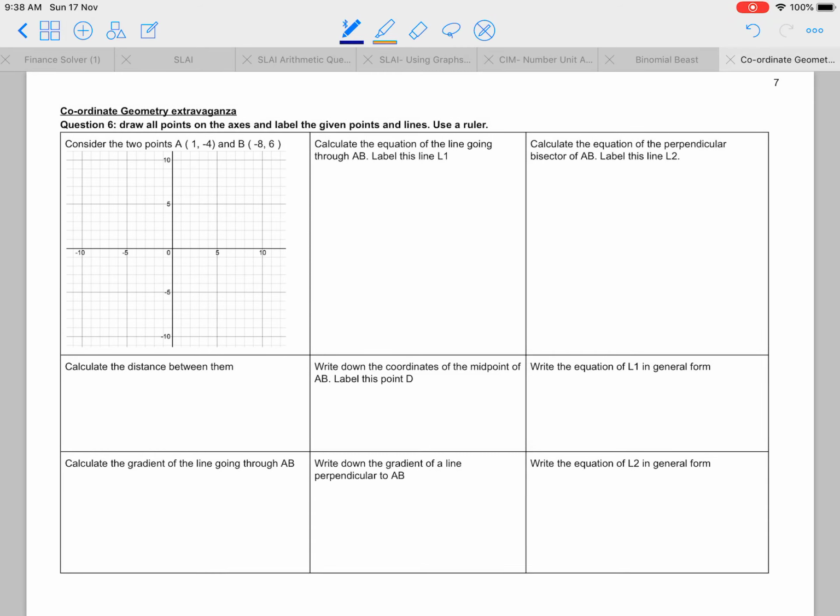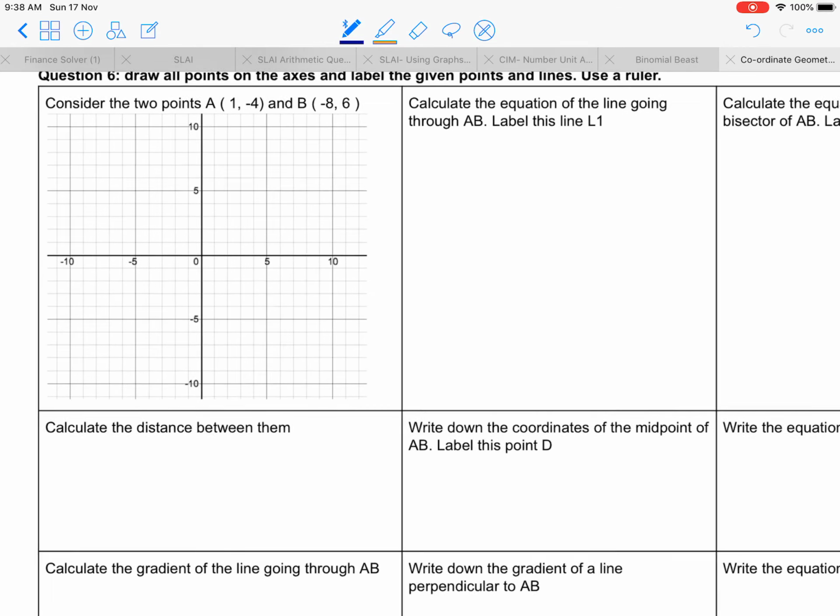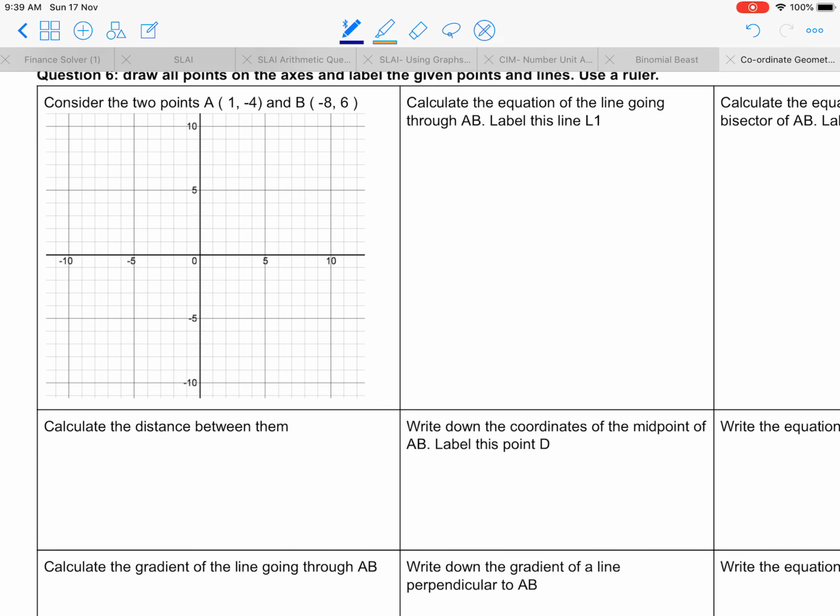Okay, here's our coordinate geometry questions. I'm going to go through question 6 from start to finish and then have a go at the other questions. Okay, so you're just going to plot some points here. 1, negative 4. So the idea is that the grid helps you visualize what's going on with coordinate geometry, but we will use the grid and we'll use some formulas to help us as well.